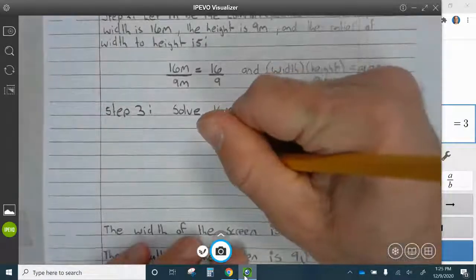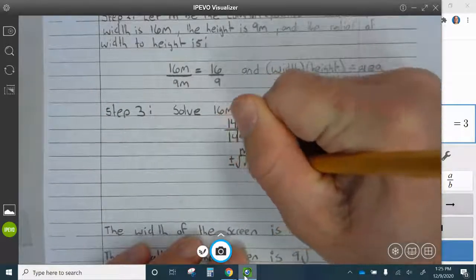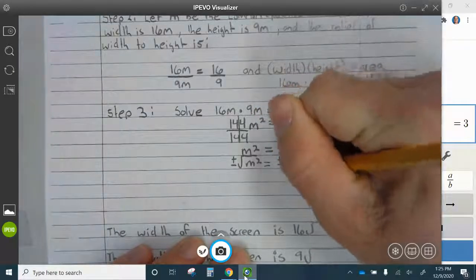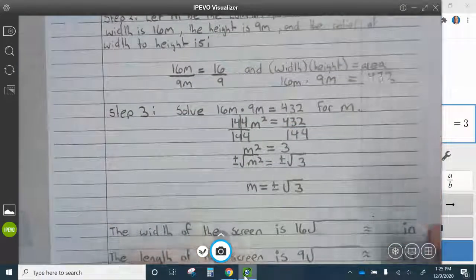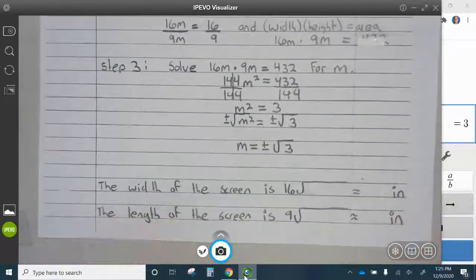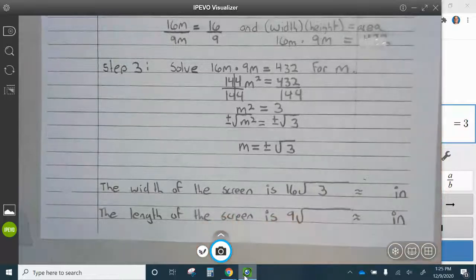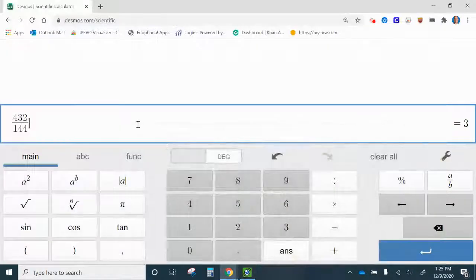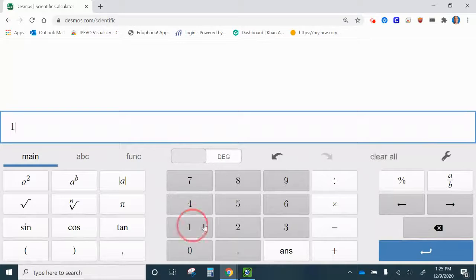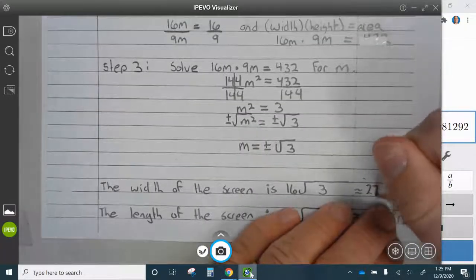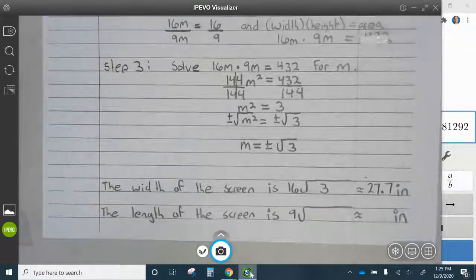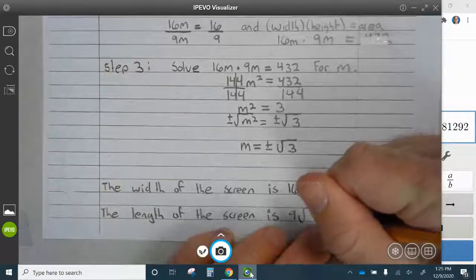So now we take plus or minus the square root of m squared and plus or minus the square root of 3. So m equals plus or minus the square root of 3. So the width of the screen is 16 times the square root of 3, which is approximately, and they want it to the tenth, 27.7 inches. And the height of the screen is 9 times the square root of 3.